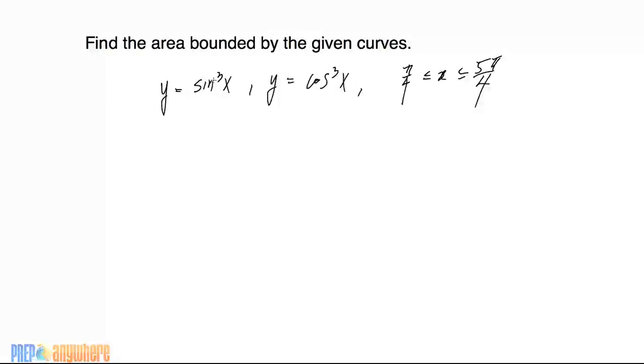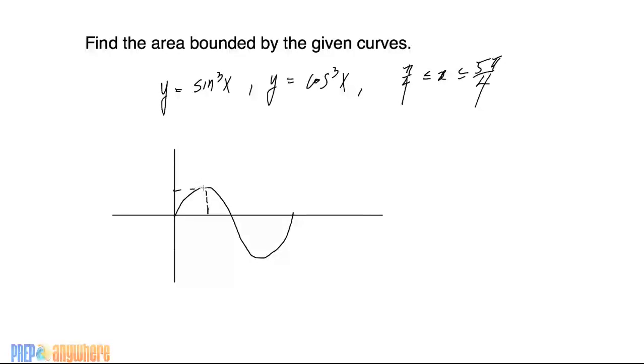Find the area bounded by a given curve. So sine cubed x. Let me just draw the sine curve first. Note that at pi over 2, it's going to be 1. If you raise 1 to the power of 3, it will stay at 1. If you cube negative 1, you will also stay at negative 1. However, all the numbers from 0 to 1, if you cube them, are going to get smaller. So it'll depress like that.